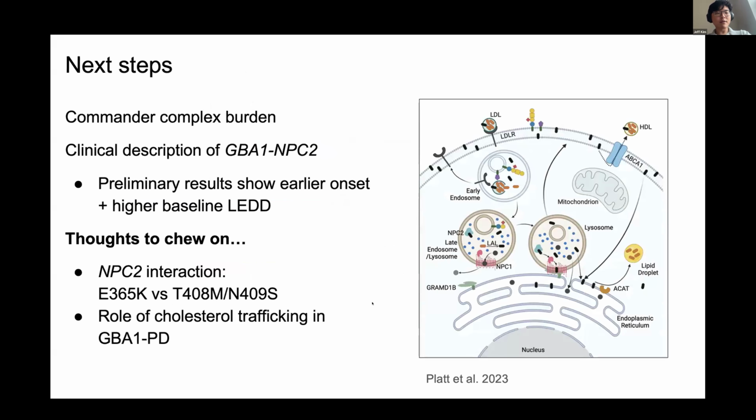So our next step is to look at other lysosomal genes. For example, we're planning to do a burden analysis of the Commander complex. As Georgia mentioned before, the Commander complex showed that it can increase PD risk. But they haven't been able to test GBA-PD specifically due to sample sizes. So we're hoping that we can use this multi-ancestry sample to have better power to see if there is an interaction between GBA and the Commander complex.